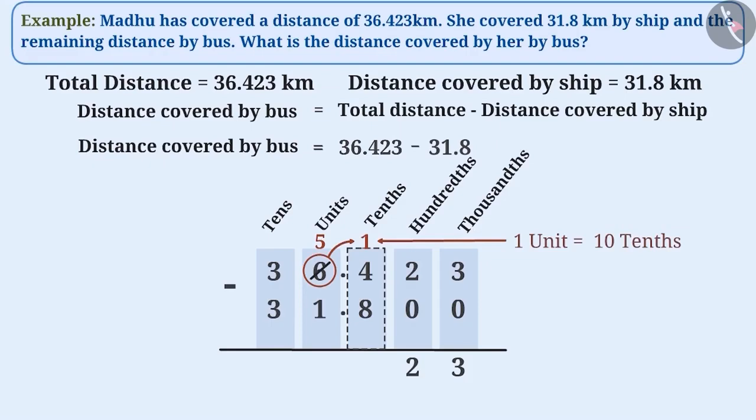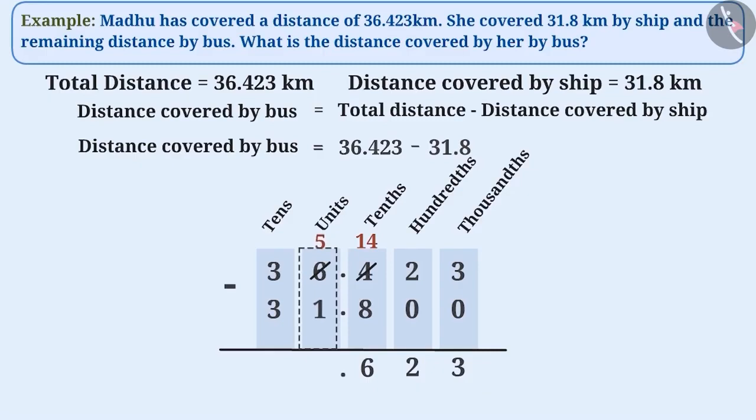1 unit is equal to 10 tenths. That means there are 10 and 4 at the tens place. That is 14. We can subtract 8 from 14. Then we get 6 at the tens place as the result. And now, if we subtract the digits at units place, we get 4 at the units place as the result. Similarly, by subtracting the digits at tens place, we get 0 at the tens place of the result.